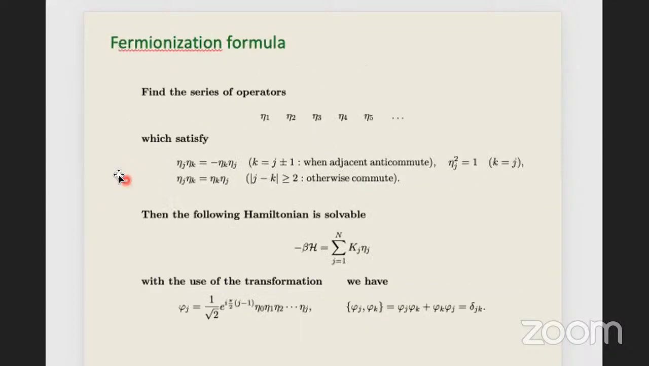Sorry, what is this kj? kj is a coupling constant. So eta j are operators, and kj is some constant. But of course this includes data, so this includes temperature, constants over kT. Okay, thank you.